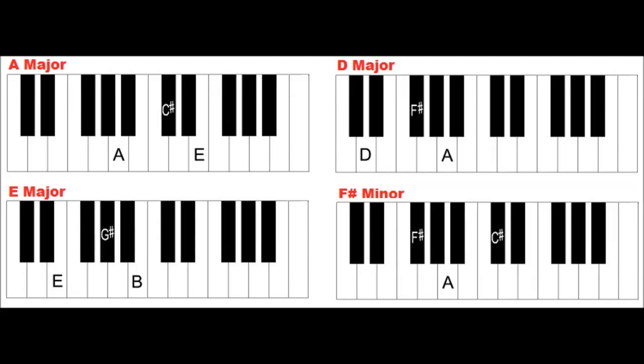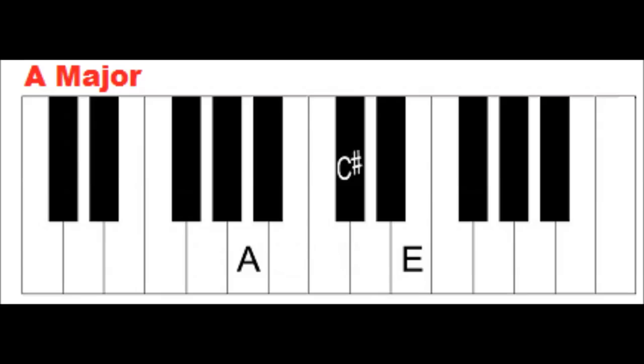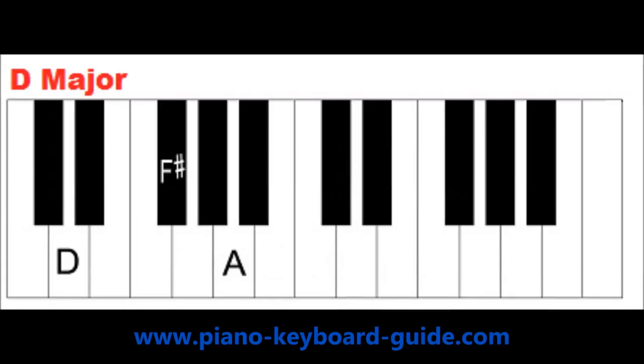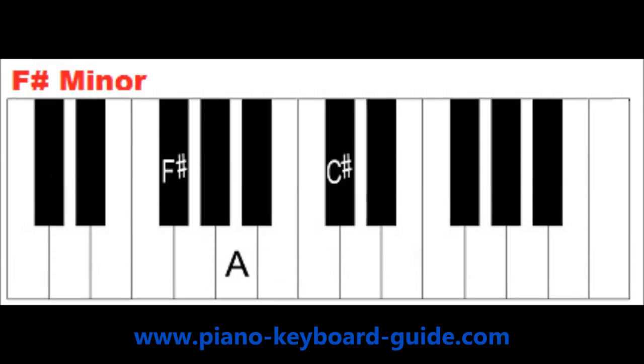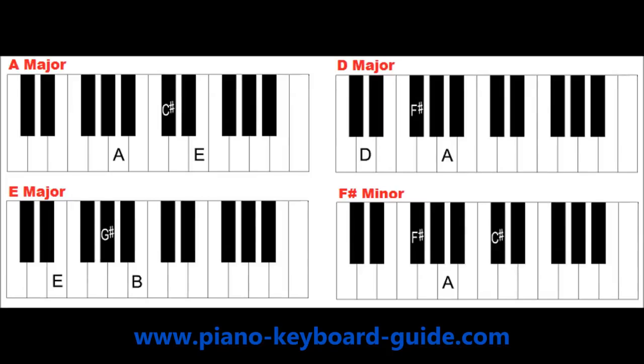As said earlier, the notes of the A chord are A, C sharp, E, and the notes of the D chord are D, F sharp, A. The notes of the E major chord are E, G sharp, B. The notes of the F sharp minor chord are F sharp, A, C sharp. There are three sharps in the key of A major.